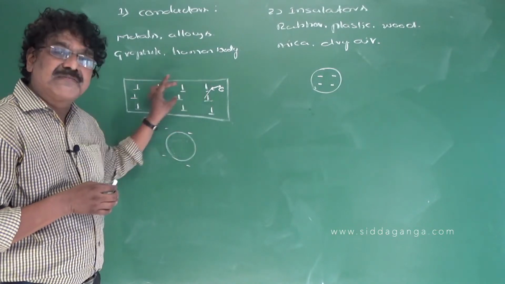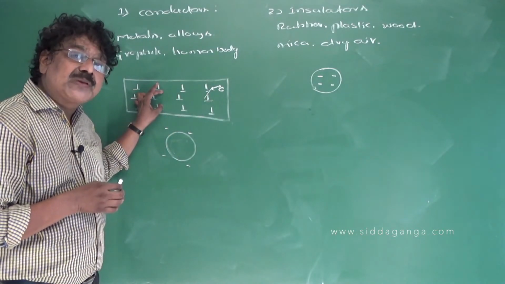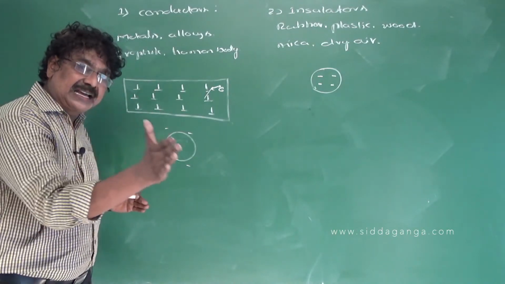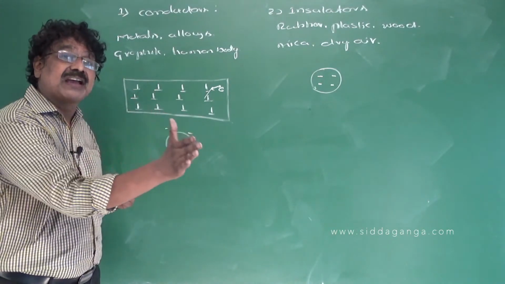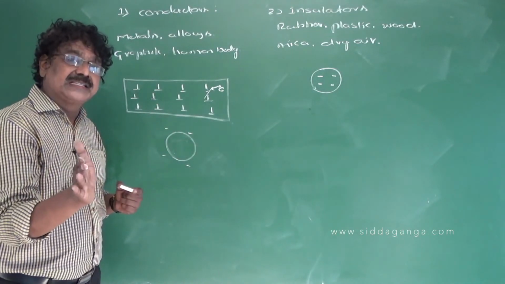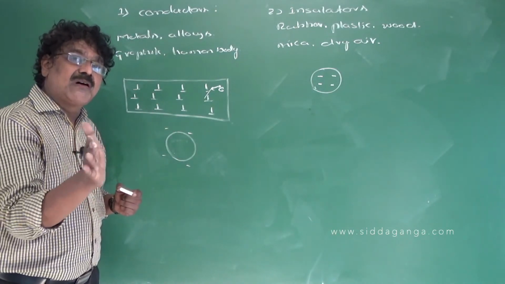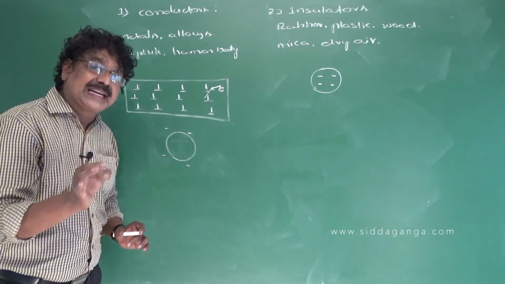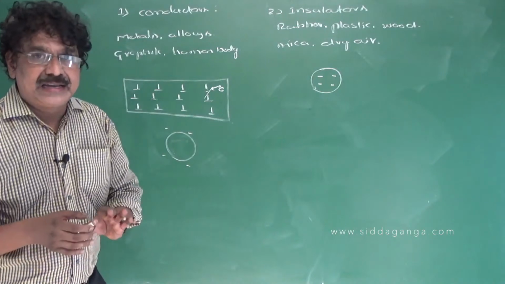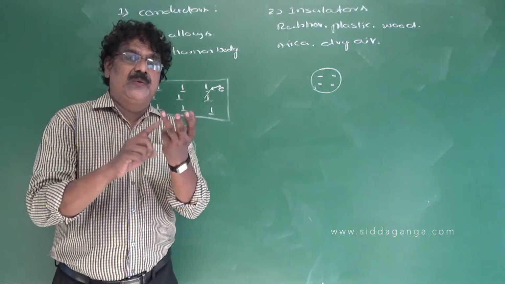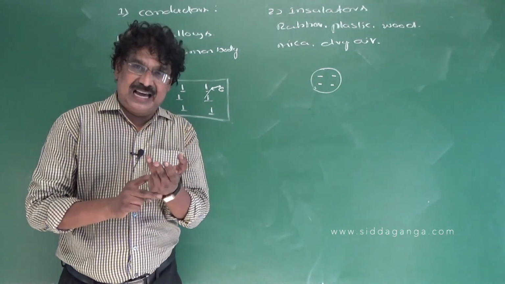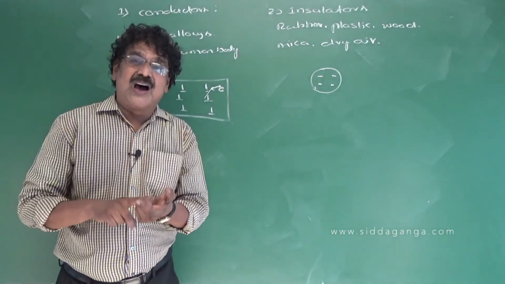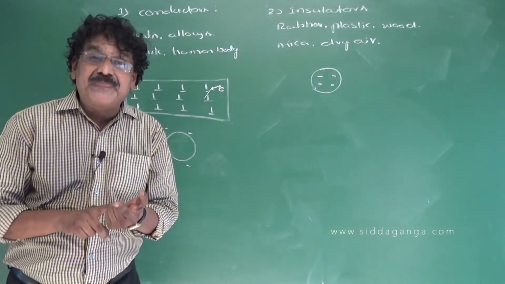The concept of metallic conductors, free electrons and their motion, and the collision of free electrons with the atoms is very important in understanding electric current and resistance of a conductor. Resistance is the opposition offered by the conductor to the flow of electric current. Clear?